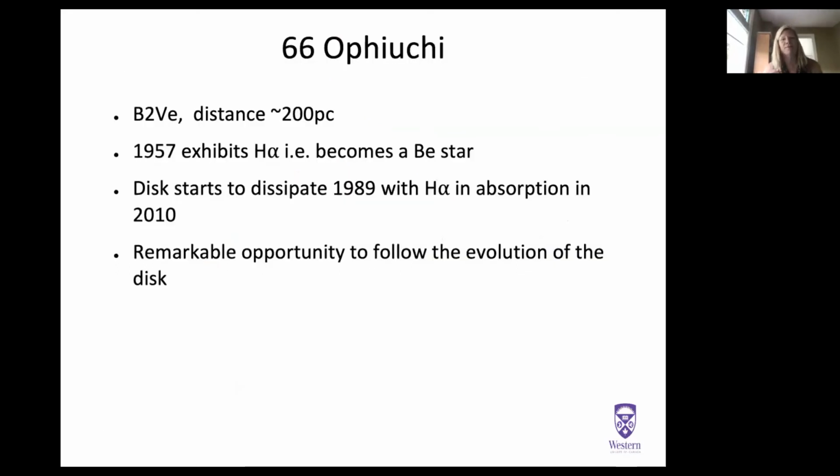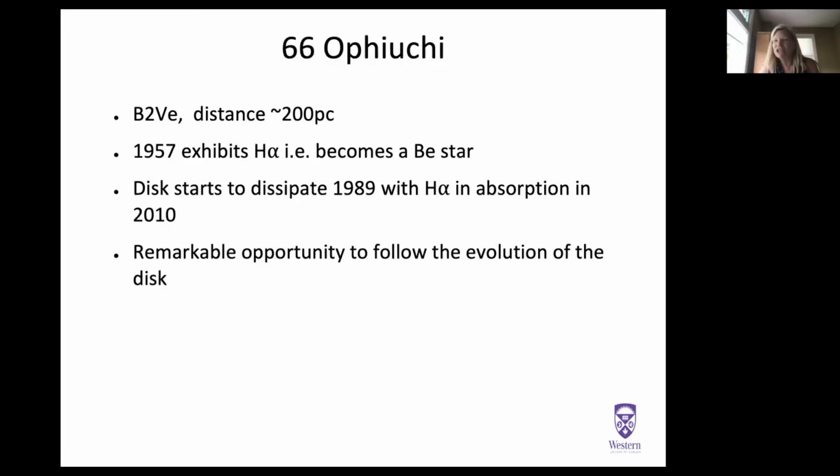Okay, this is another project that I wanted to show. I believe this star is a true gift. I know I'm going to run out of time, but I've got to show you this and tell you one truly important caution when you're studying these systems that build and dissipate. So this is an early BE star. It's relatively close. We know exactly when it became a BE star, so we know how long it took to build the disk. And in 1989, it started to dissipate.